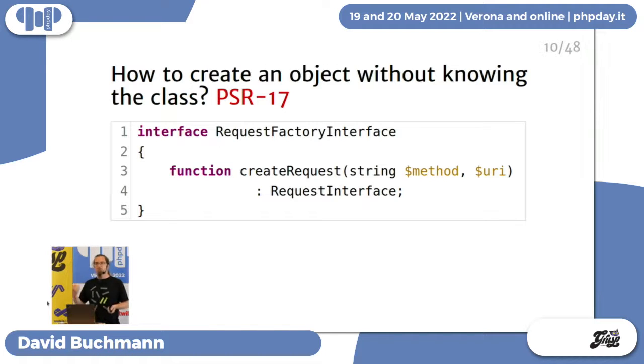And with this, you can give your code the factory, and the code can just create the object without needing to know what concrete implementation it is using. And the factory will give back the interface from PSR-7, so then you know how to interact with the request or with the response that you created.